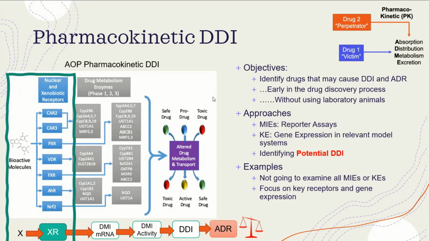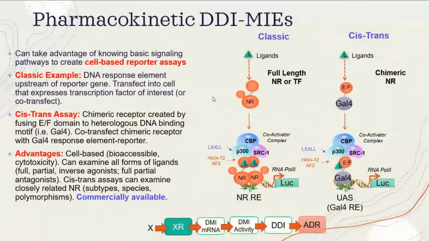Well, we're going to start by talking about molecular initiating events. How do we describe whether a chemical is interacting with these xenobiotic receptors? Then we'll talk briefly about key events, gene expression in a relevant model system. And again, these are predictive of that adverse outcome. So let's start with the approach to looking at molecular initiating events as it pertains to drug-drug interactions.